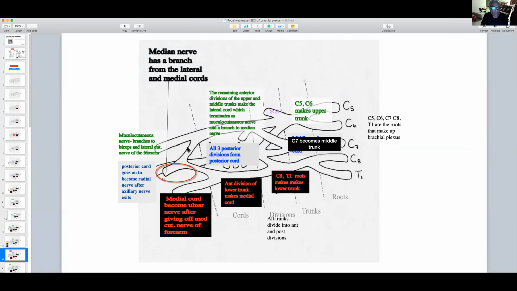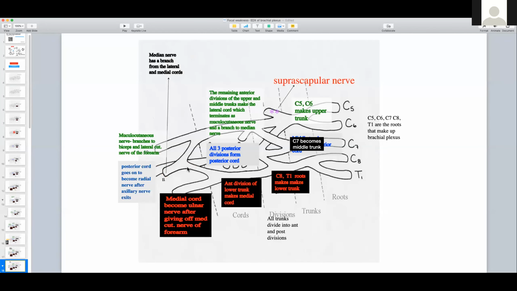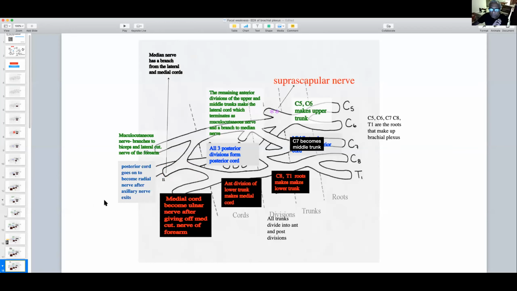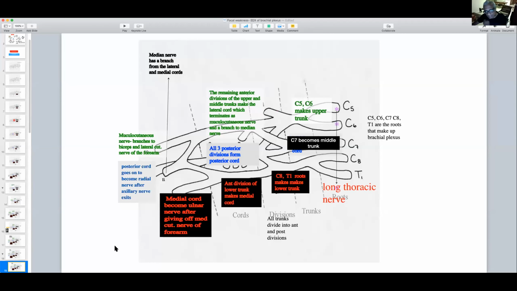Okay? Now that we have got all the big nerves out of the way, we only have a few small nerves to worry about. We have the suprascapular nerve here, coming from the upper trunk, C5, C6. We have the long thoracic nerve. This requires a little bit of memory, but beyond that, I think we could work out most of the thing.